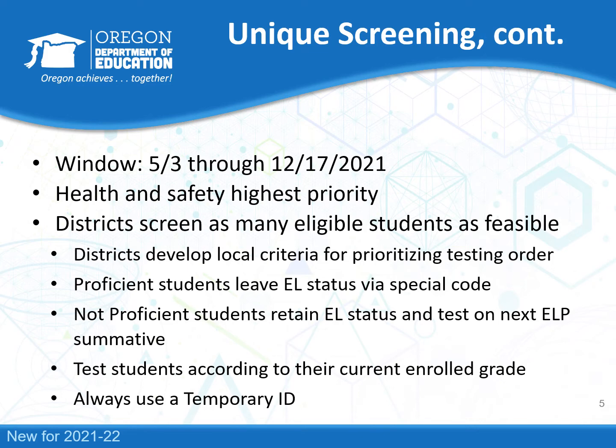For example, let's imagine a student enrolled in 7th grade during the 2020-21 school year and who is eligible for unique screening. This student would be tested on the 7th grade form if they test prior to the yearly system rollover. The same student would be tested on the 8th grade form if they test after the yearly system rollover.